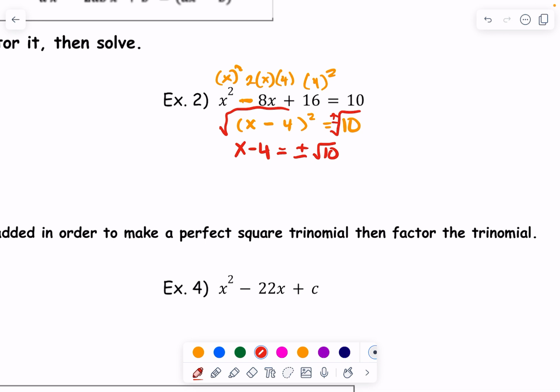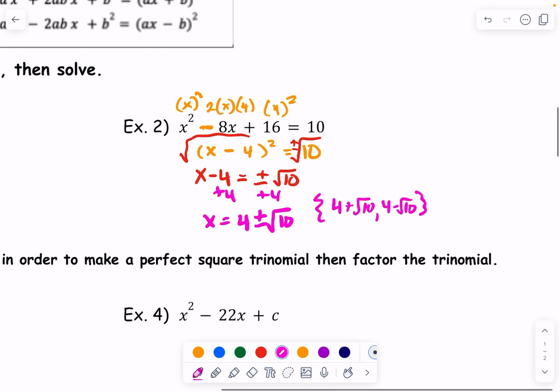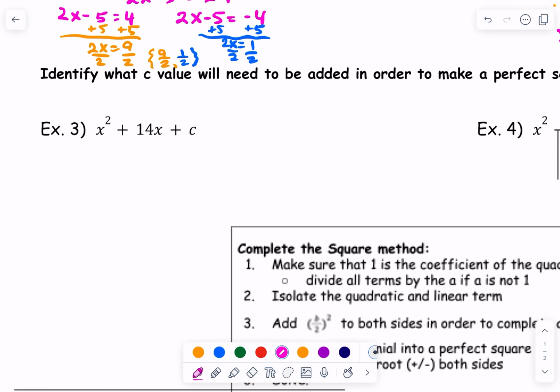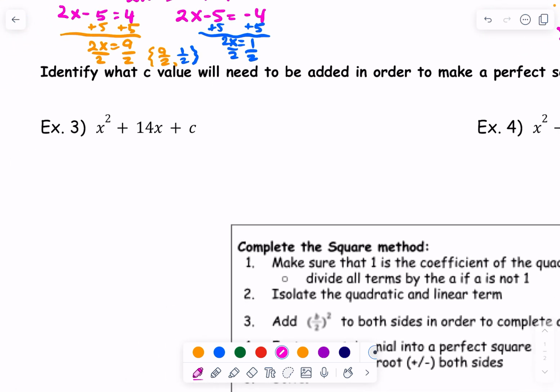Now, because I can't simplify radical 10, and I'm not going to have anything in common, I can just add 4 right here, and I can write my solution as 4 plus or minus square root of 10. Now, if you wanted to write 4 plus radical 10 and 4 minus radical 10, you may do that too. All right. So what happens if we don't have a perfect square? Well, we need to learn how to make one.